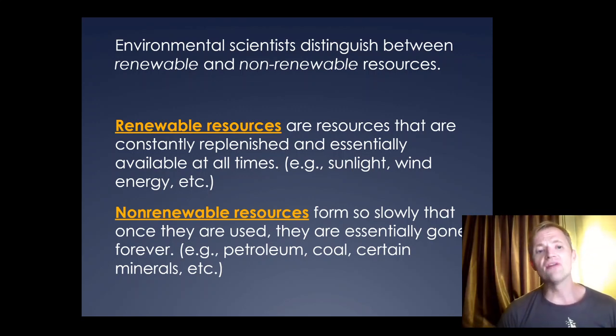On the other hand, we have non-renewable resources that form so slowly that once they're used, they're essentially gone forever. Think of petroleum, coal, certain minerals. We only have a finite source of minerals on this planet. Once we dig out all the gold, there is no more gold, right? Unless we come up with some way of actually making that element, which we currently do not have the technology to do, right? So they're finite. There's only so much we can have. Maybe someday when we can start mining space, but we don't have access to that currently.